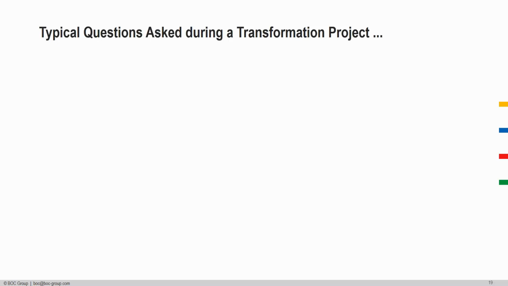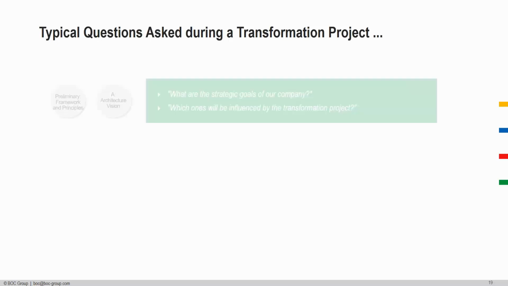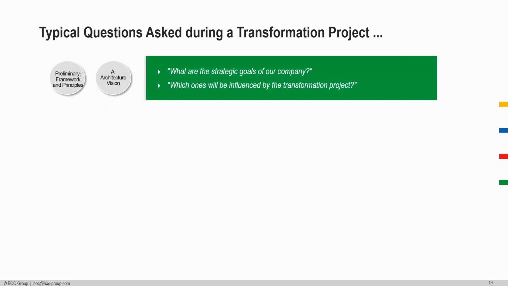So here are some examples of the types of questions that you can get asked during the different phases or at the different layers of the architecture. Maybe during the preliminary stage or phase A of TOGAF, you might be asked, okay, I want to find out what the strategic goals of our company are and which ones are going to be influenced by the upcoming transformation project. So which actual goals are we focusing on?